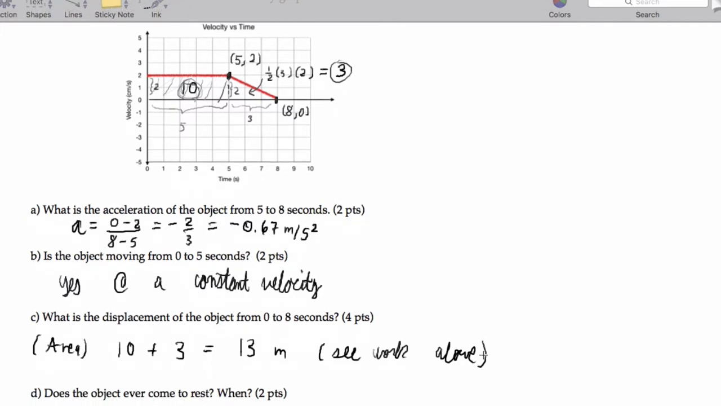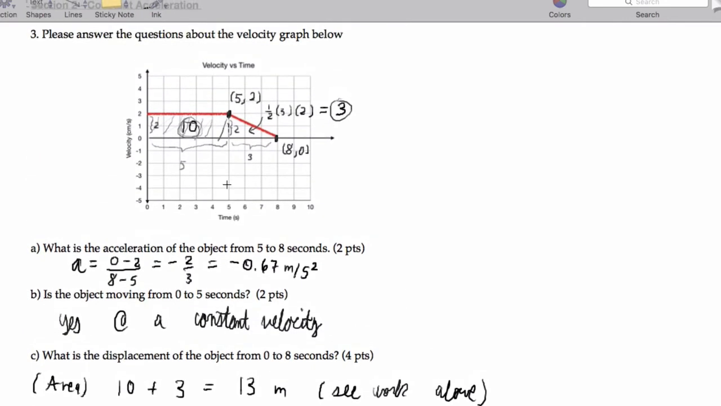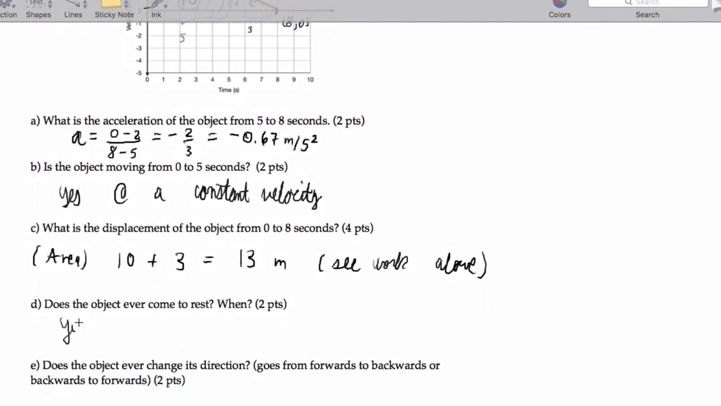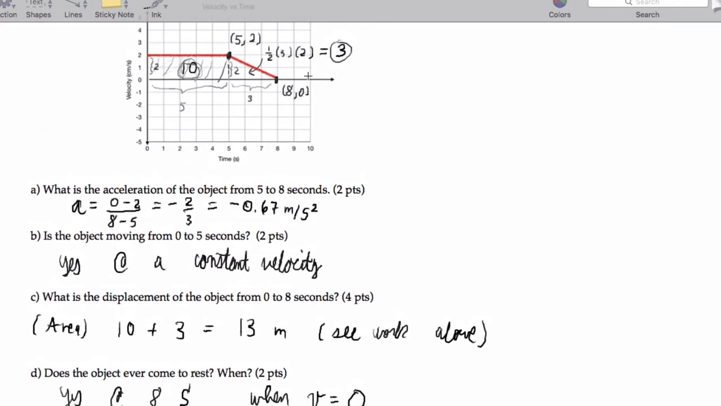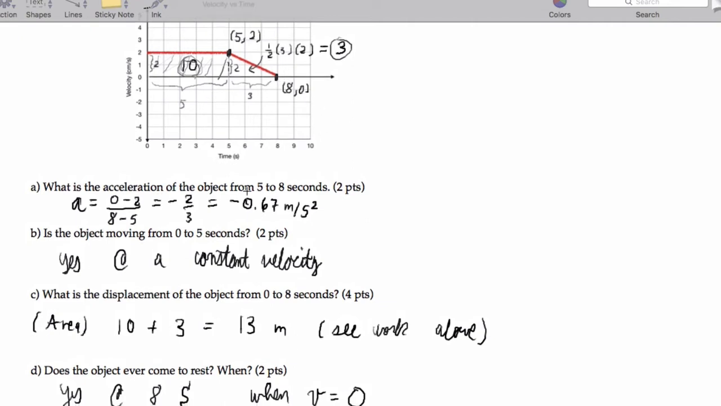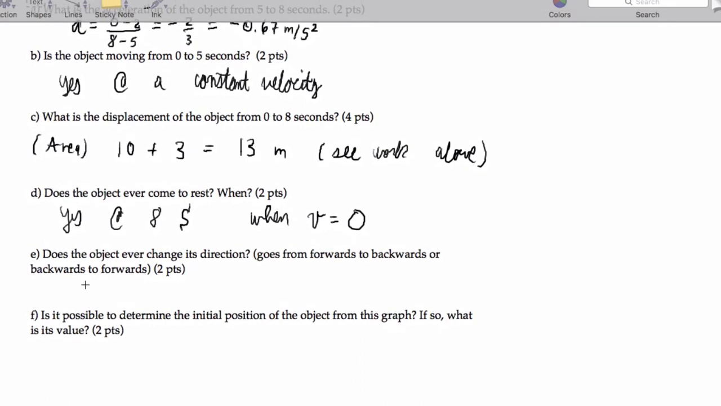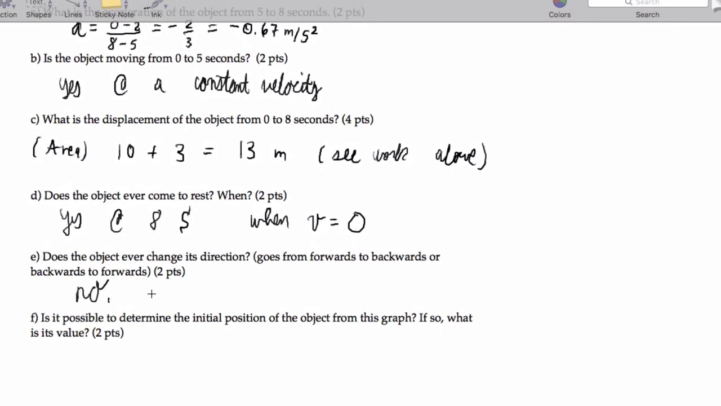All right, the answer to question D, does the object ever come to rest? Yes, it does at 8 seconds, when V equals 0. Now, do we ever see the object change direction? Well, all of this means the object is moving forwards. You'd need something to be happening down here for it to switch to going backwards. So the answer is no. It only moves forwards.